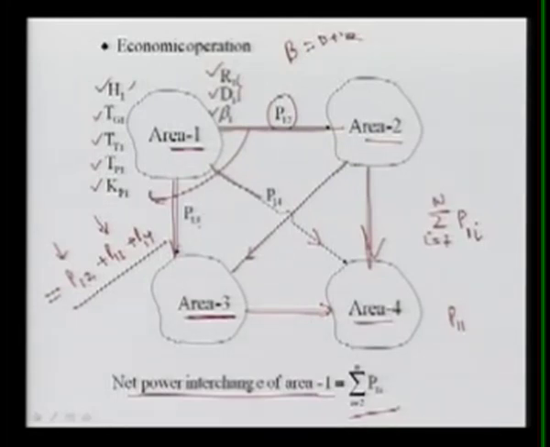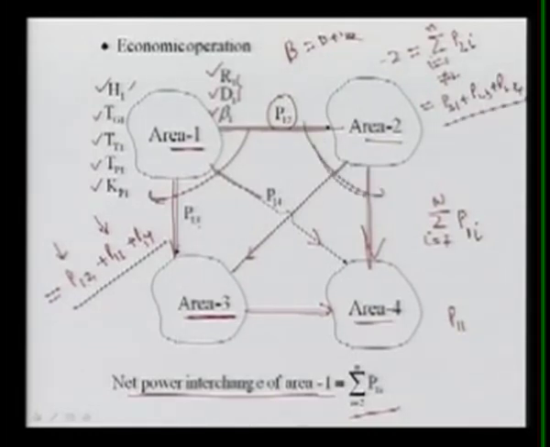Similarly, we can write the net area interchange of area 2. It will be the summation of P2i, where i is equal to 1 to n, but not 2. So what will be this value? We can write P21 plus P23 plus P24. So we can write the summation of the power, whether it is negative or positive, and then add them together to get the net area interchange. For simplicity we can consider the 2 area system.